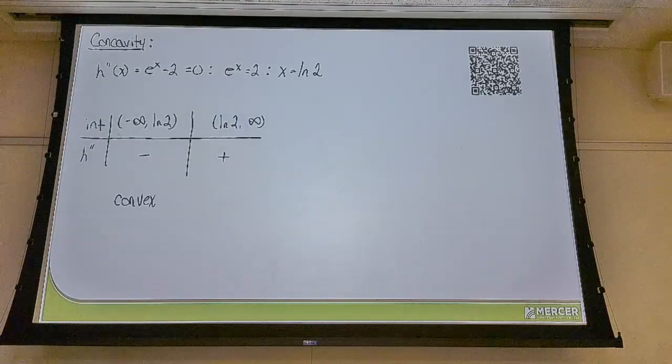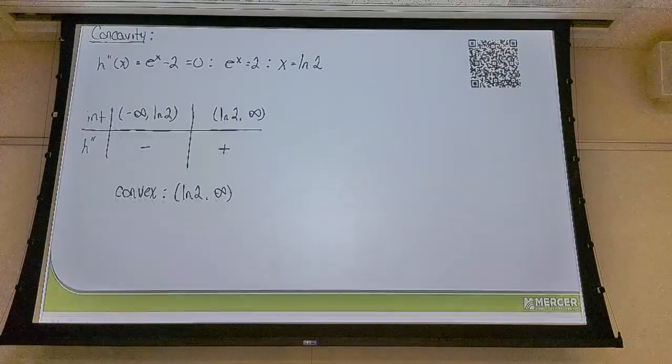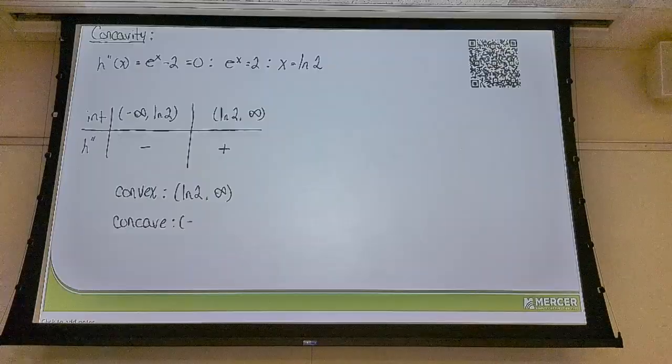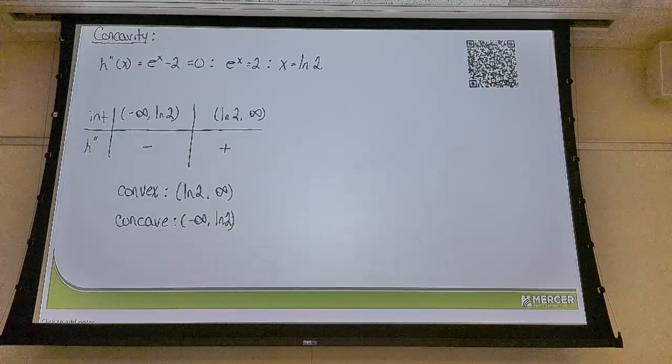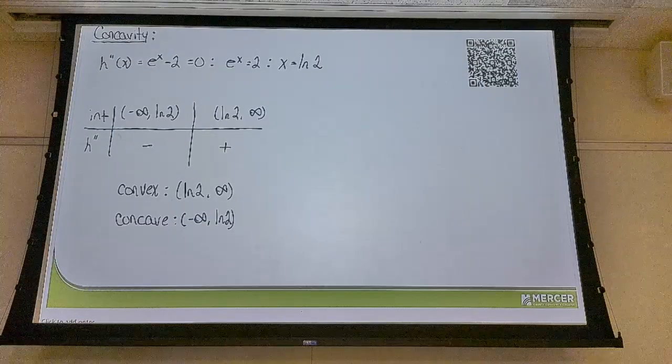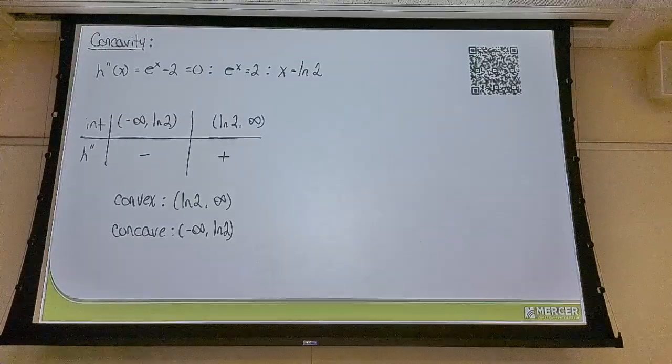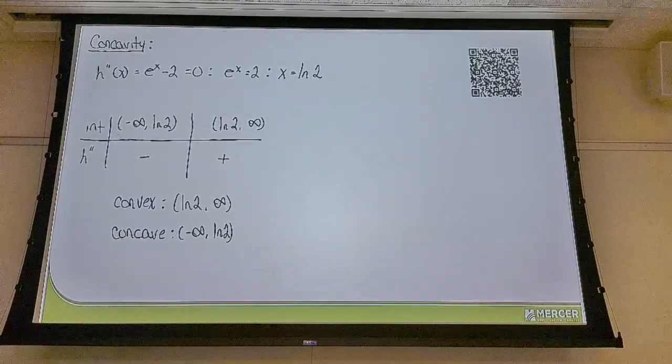Where are we convex? From ln of 2 to infinity. Where are we concave? Negative infinity to ln of 2. Do we switch sign? Yeah. Let's go. Where do we switch sign? At ln of 2.